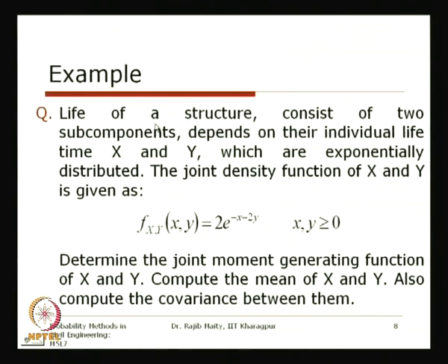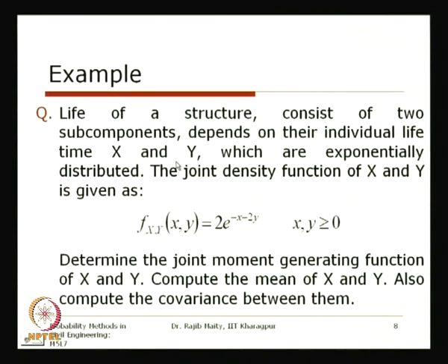So the problem states that this is the life of a structure, and the life of that structure depends on various components. Here it is simplified to 2 components only, just to take this for the discussion. So the life of this structure depends on the individual lifetimes of 2 subcomponents, say x and y. Our target is to model the life of a structure having 2 subcomponents, where the lifetime of each subcomponent is one random variable. For the first component the lifetime is denoted by the random variable x, and for the second component the lifetime is denoted by the random variable y.